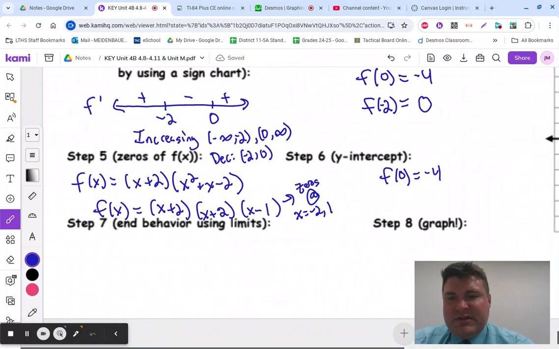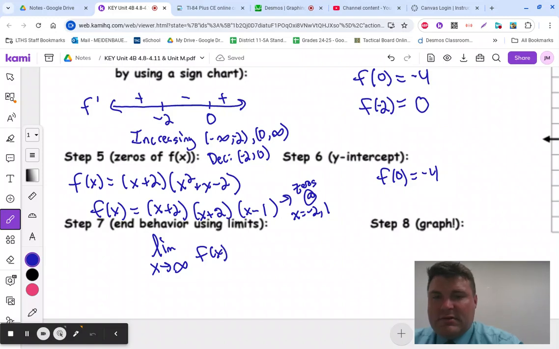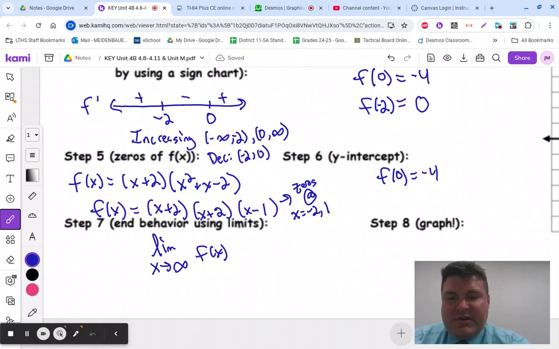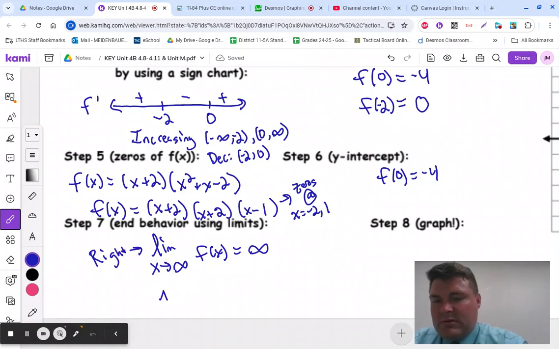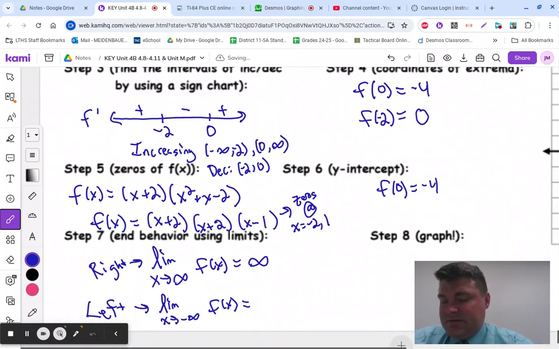And then end behaviors using limits. Okay, so let's remember how to do this. We're going to take the limit. This is going to be the right end behavior. You can already tell from my chart right here, if I'm increasing up forever and ever, that's going to equal infinity. That's the right, by the way. I'm going to do left. This is an odd powered function, so it's going to be the opposite. So it's going to go down.